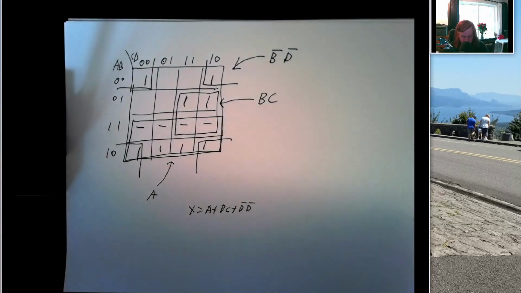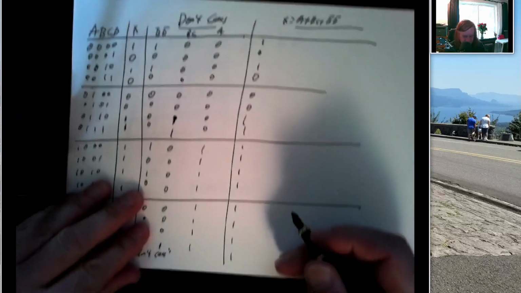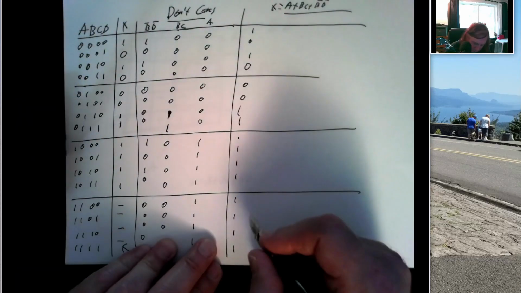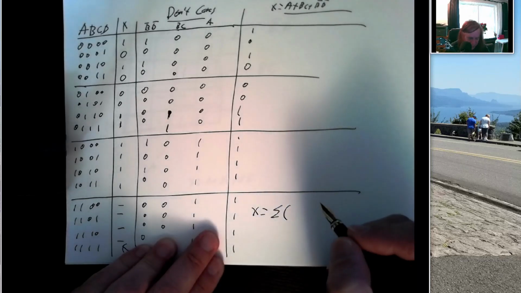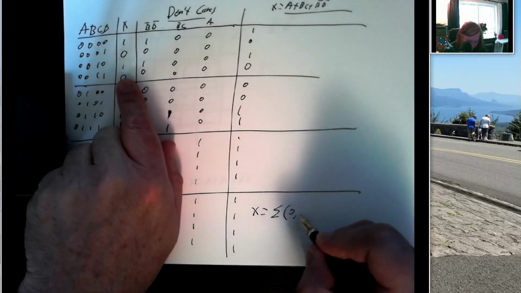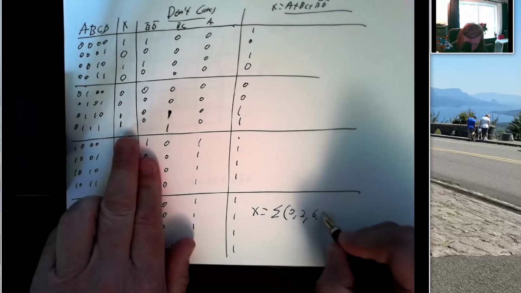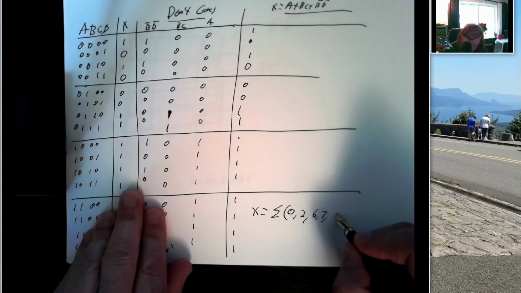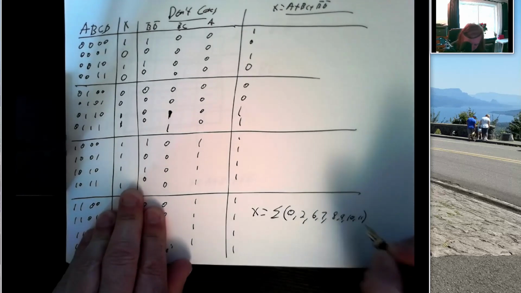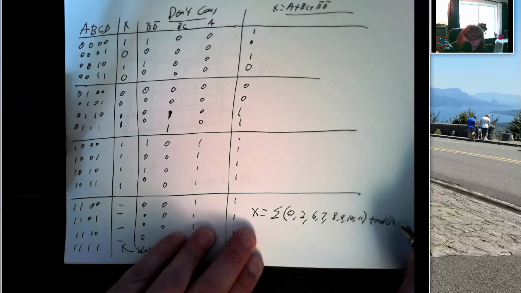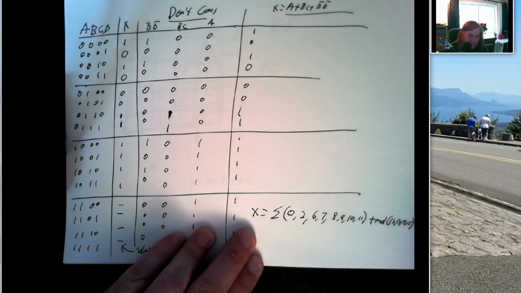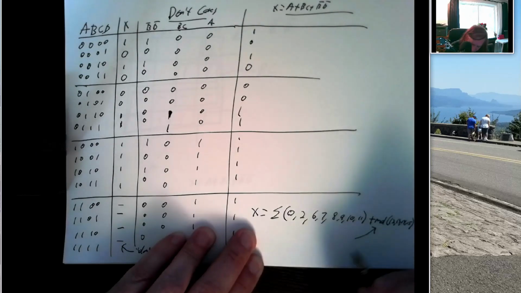So that's the business with don't cares. And if we wanted to write an expression for this, we can write this in compact form, like x equals sum, and we can list the min terms where we want a 1, so 0, 2, 6, 7, 8, 9, 10, 11. And then we put this extra thing here, we say plus MD 12, 13, 14, 15. And this plus MD means these are don't cares.